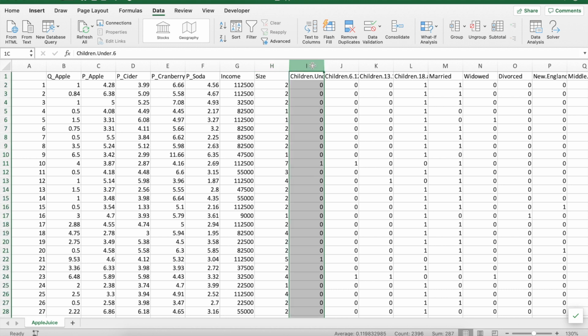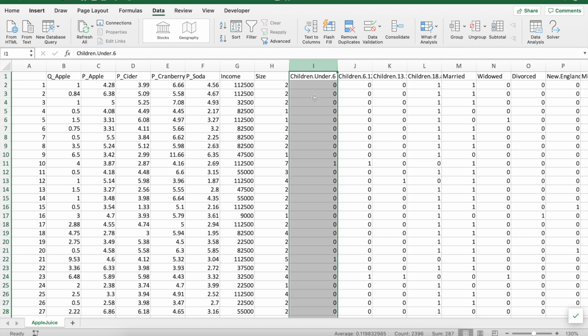Okay, then we have 4 different dummy variables here that indicate children. So this first one, let's just expand it for a second. This is children under 6. It's a dummy variable. Equals 0 if the household has no children under 6. Equals 1 if there are children under 6. It's not a count of how many children. It's just, do you have a child under the age of 6?